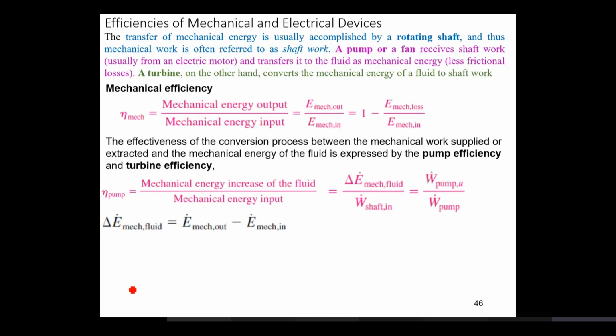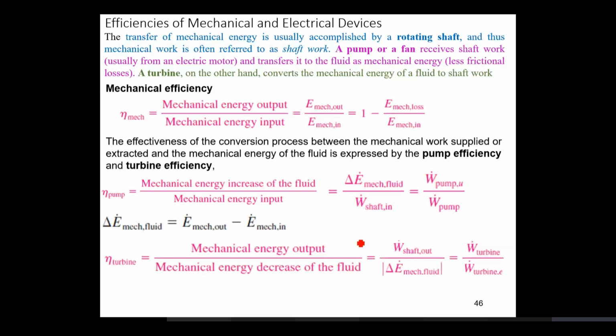In the turbine, it's exactly the opposite. In a turbine, what you are doing is extracting the energy of a fluid. So the mechanical energy decrease of the fluid is your input, and the energy required to rotate the shaft would be your output. That means the energy produced by the turbine would be your output, and the energy decrease of the fluid would be your input. Is this point clear?